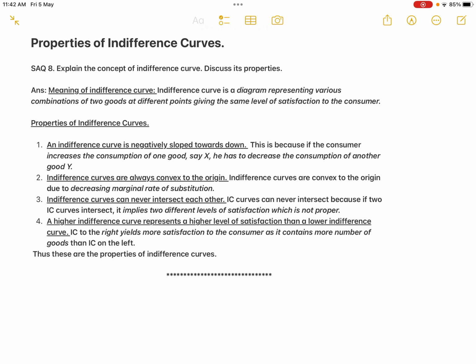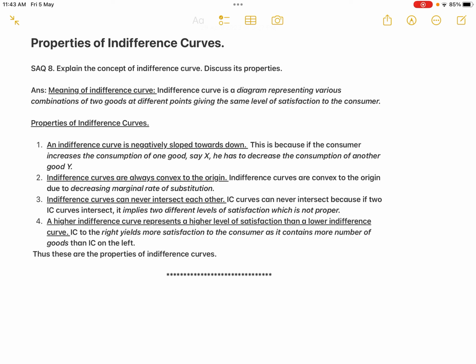So the meaning of indifference curve will be the same which I have mentioned in the previous answer, and I explained to you with the diagram also. So indifference curve is a diagram representing various combinations of two goods at different points giving the same level of satisfaction to the consumer. So you are supposed to write the meaning also, because the question is explain the concept of indifference curve. Okay, now let us move on to what are all the properties of indifference curves.